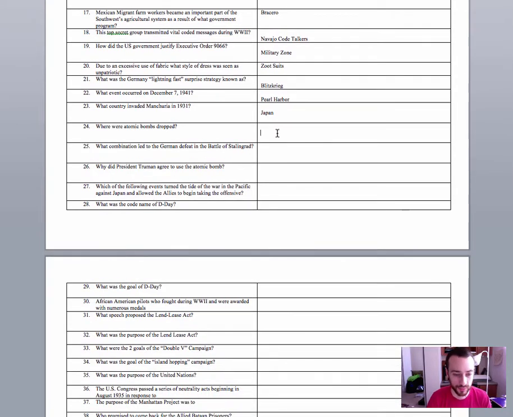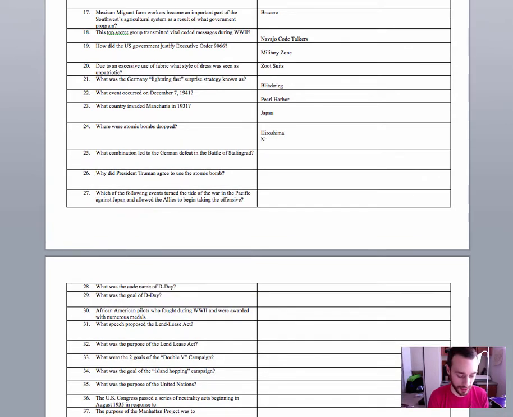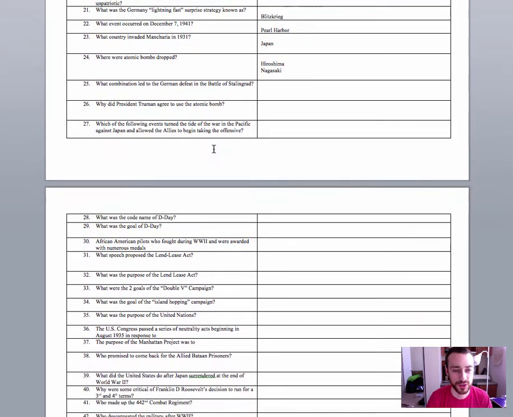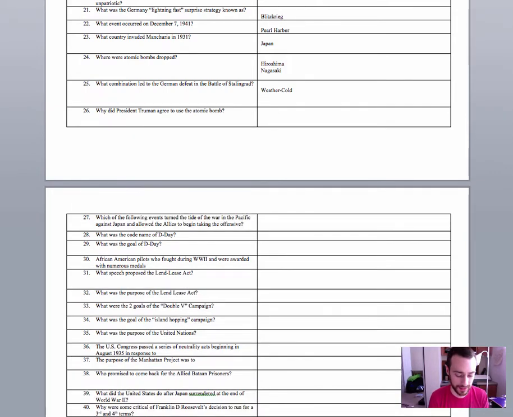Where were the atomic bombs dropped? This is going to be Hiroshima or Hiroshima, however way you want to pronounce it, and Nagasaki. I think that's right. Number 25, what combination led to the German defeat in the Battle of Stalingrad? You can just put weather. It was cold. He did not learn from Napoleon. And scorched earth policy.